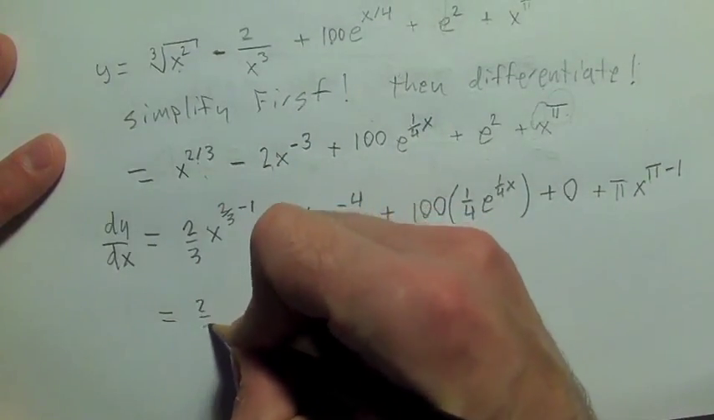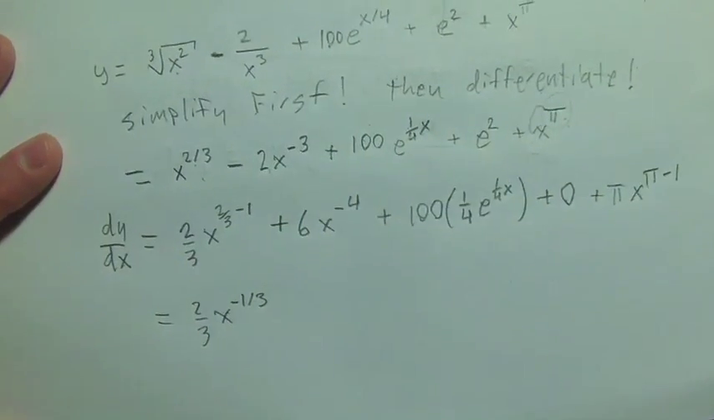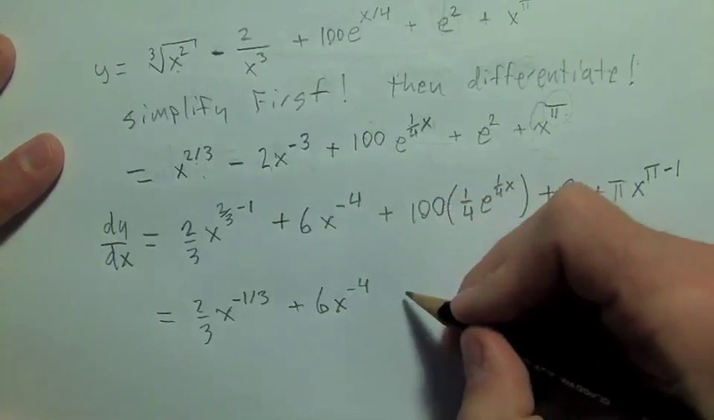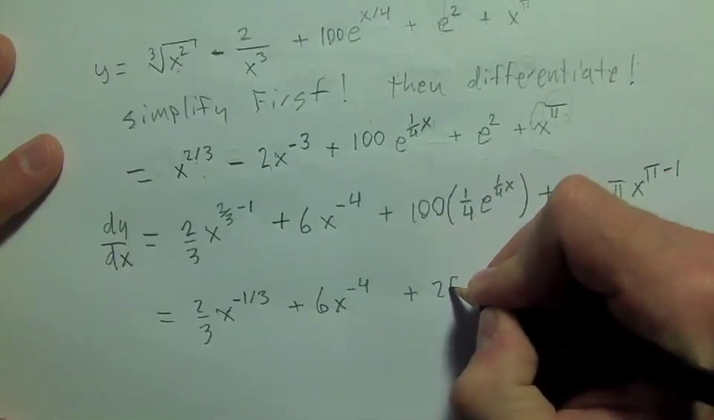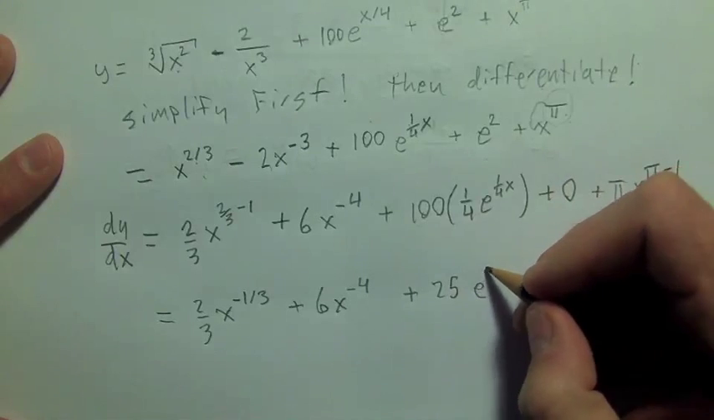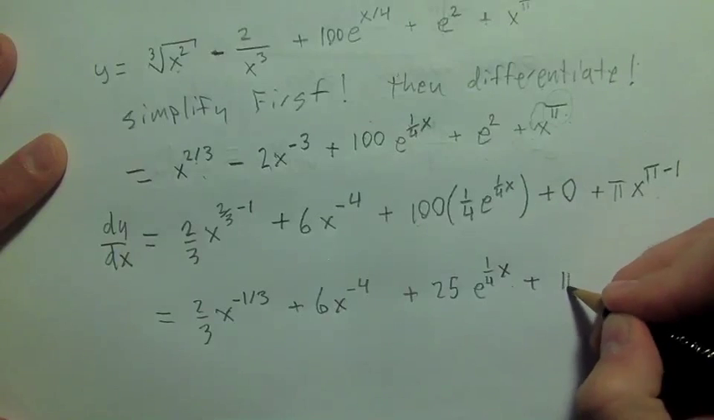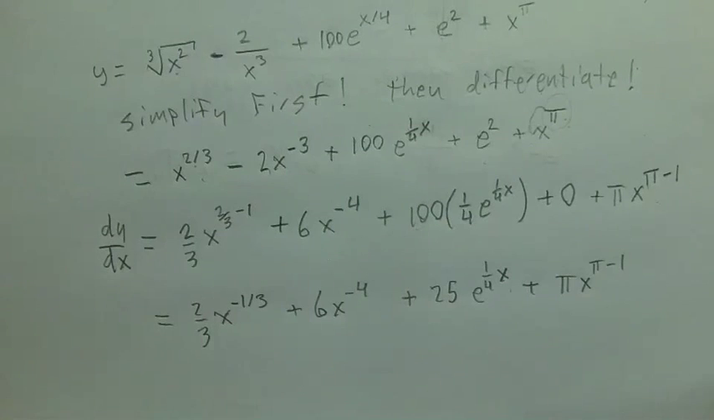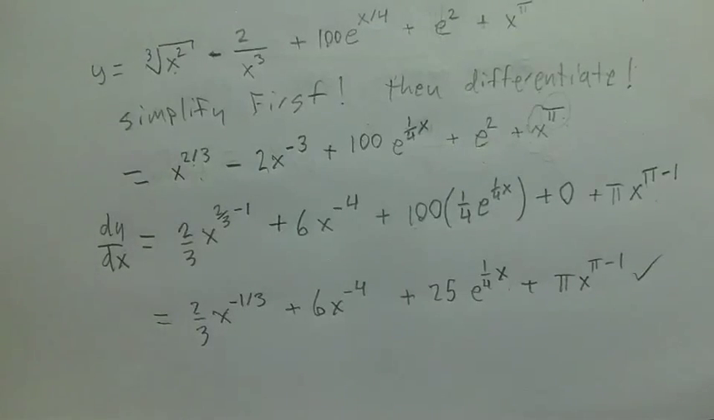This is going to be 2/3 x to the negative 1/3. Right. Plus 6x to the negative 4 plus 100 divided by 4, that will be 25 e to the 1/4 x. And then pi x to the pi minus 1, that's about as simplified as that gets. So we are pretty much done. Okay. And that is that.